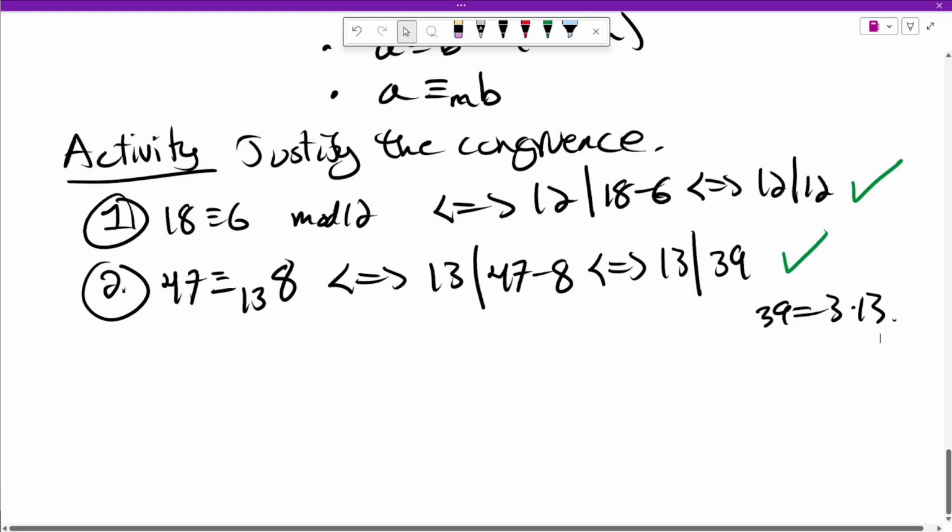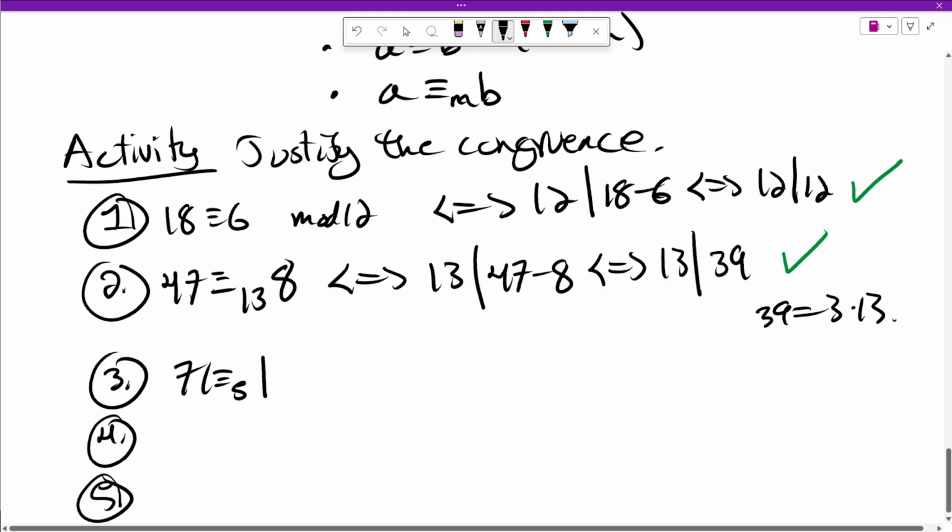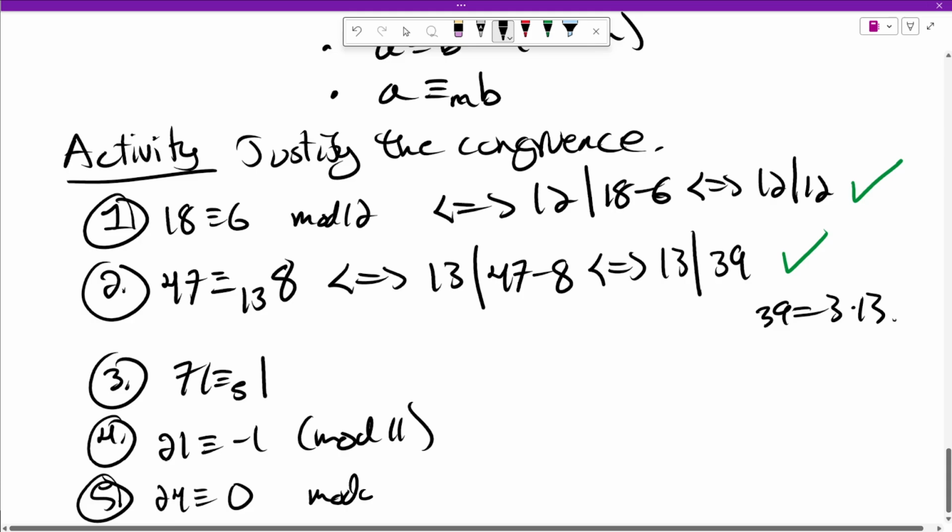And so with 3, 4, and 5 from our book, I want you to do a similar thing and justify 71 is congruent mod 5 to 1. 21 is congruent to negative 1 mod 11. And 24 is congruent to 0 modulo 6. And I've just used different ways of writing the same thing, again, because depending on who you talk to, they write different things.